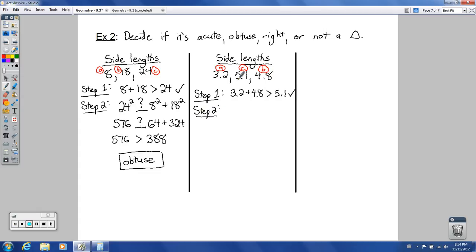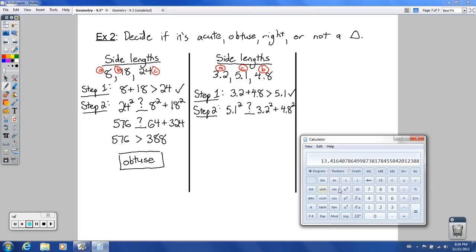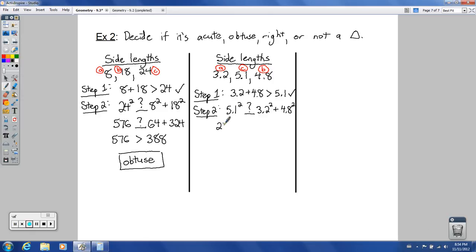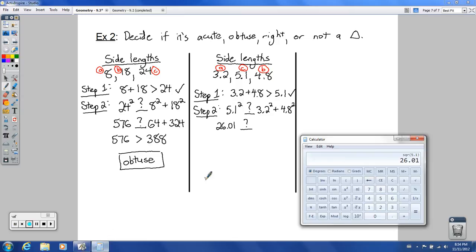Compare c squared, 5.1 squared, compare that to a squared plus b squared. So 3.2 squared plus 4.8 squared. So take your calculator out at this point and let's check those things. So 5.1 squared ends up being 26.01. And we're comparing that to 3.2 squared. Don't know that one off the top of my head, so I'll check that out. 10.24.